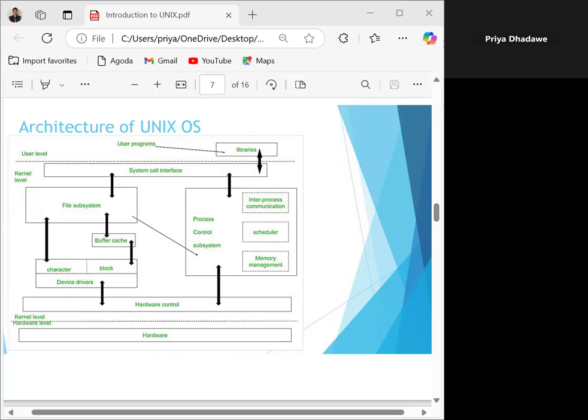Okay, here you can see the diagram for Unix architecture. Let's see it in detail. In the diagram you can see the three levels, that is user level, kernel level, and hardware level. The system calls and library interface represent the border between user programs and the kernel.